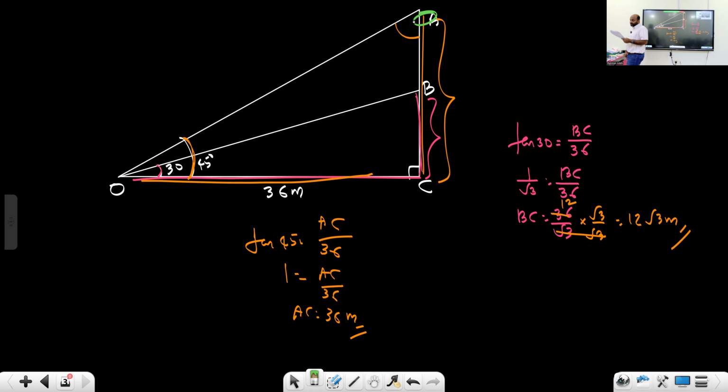Next one. What is the length of the wire structure from the point O to the top of section A? Now, they are asking this distance. What is the name of this side? Hypotenuse.